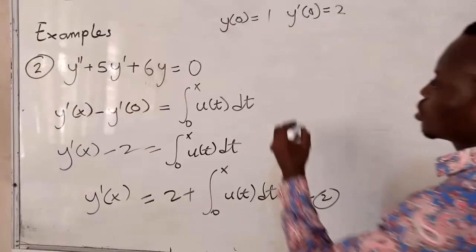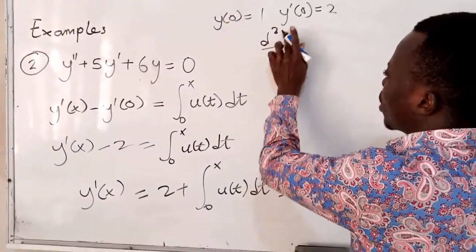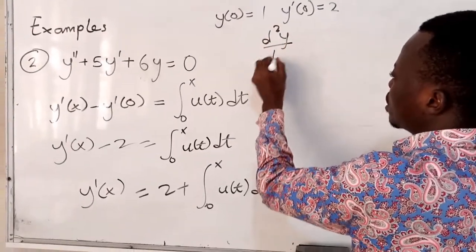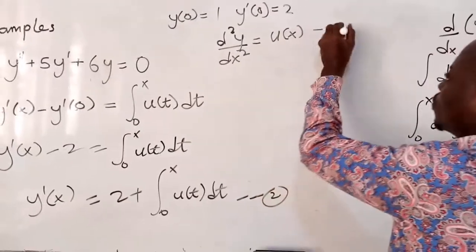Our first equation was d square y over ds squared, which was equal to what? u of s was our first equation.